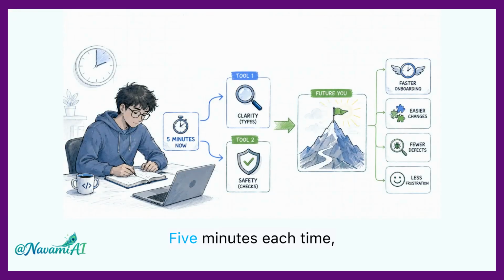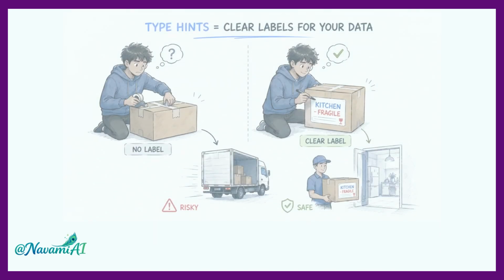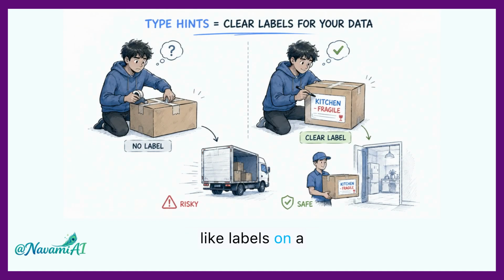Two tools, 5 minutes each time you write a function, massive payoff down the line. First up, type hints. Think of type hints like labels on a moving box. You could tape it shut and hope for the best. Or you could write "kitchen, fragile" on the side. Type hints are that label for your data.